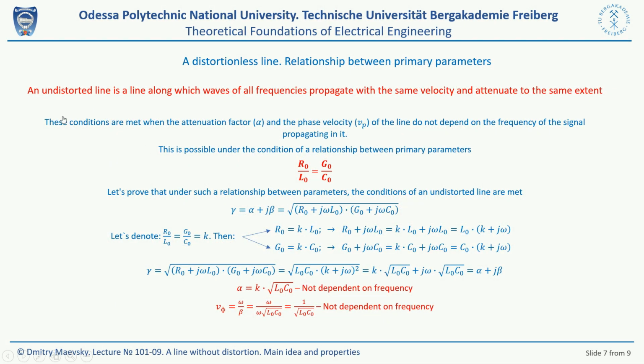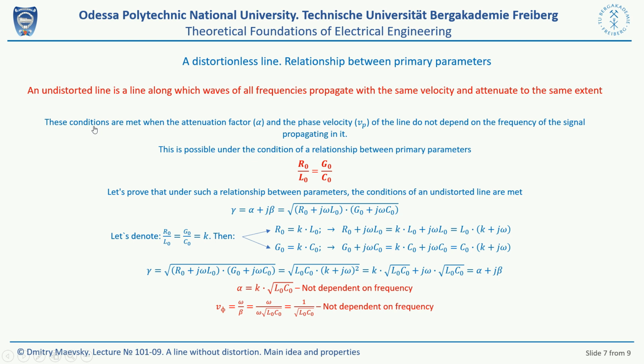Thus, the distortion in the line is caused by the frequency dependency of the attenuation factor and the phase velocity of the line. This allows us to say what will determine a line that doesn't have distortions. We will call a line without distortions a line in which the attenuation factor and the phase velocity do not depend on the frequency.